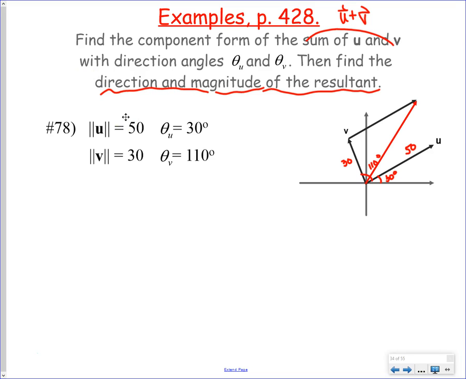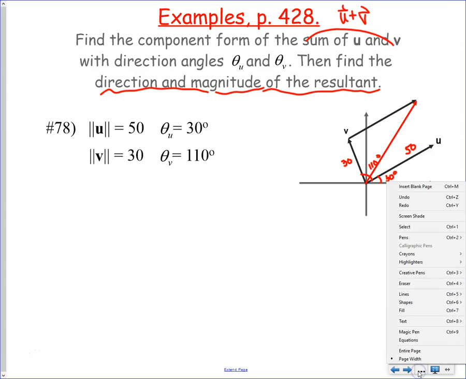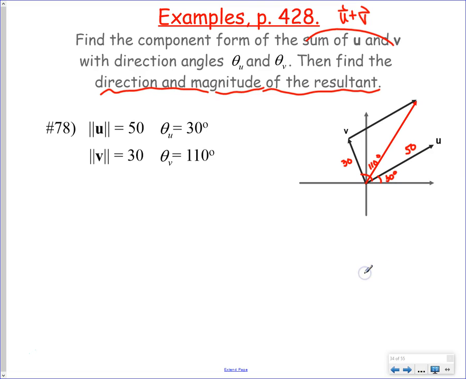That guy right here is the sum. This is U plus V. You can call him W if you want. But the question is, I can see him, but can you figure out what his magnitude and direction are? Magnitude, what do I need? The length. Direction, what do I need? The angle. Any ideas how I can find it?